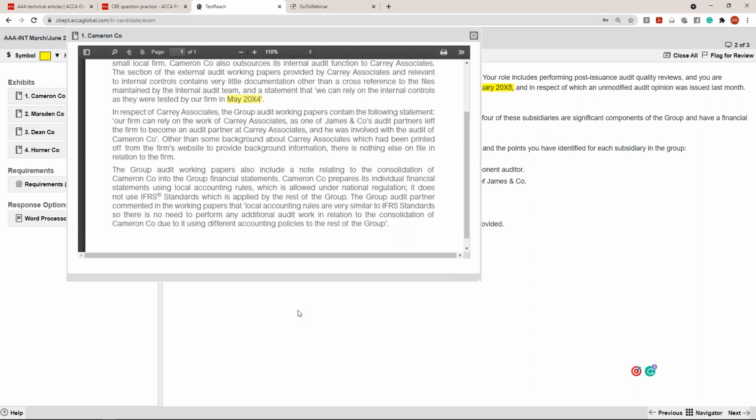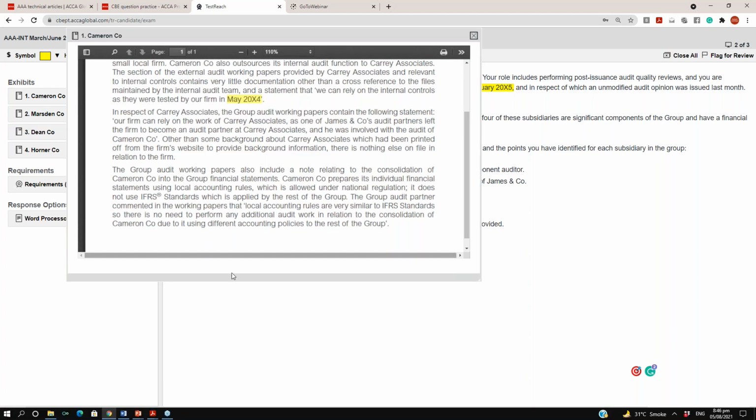Right, so 20x5 is ahead, right? Hamza Khan, 20x5 comes after 20x4. So May 20x4 and January 20x5. They've checked controls up to May, but they've not checked controls in June, July, August, September, October, November, December, January. So they've not tested controls for a very substantial period of time. So that's the problem, right?